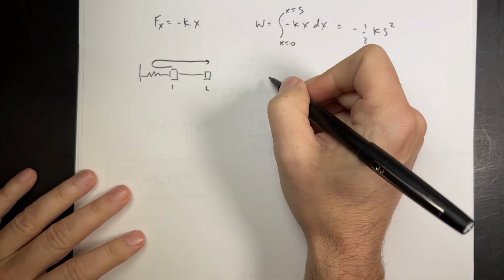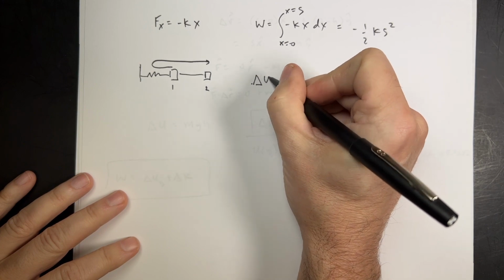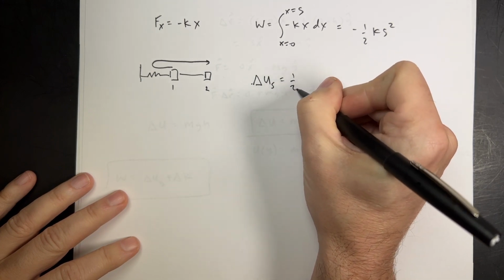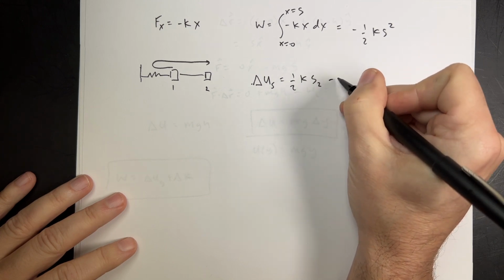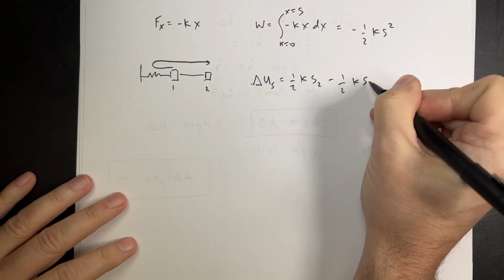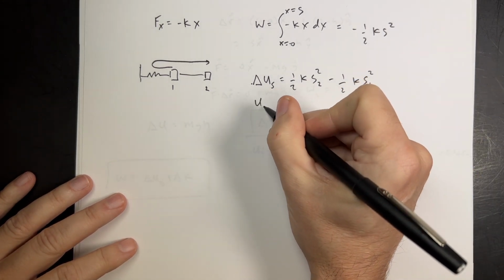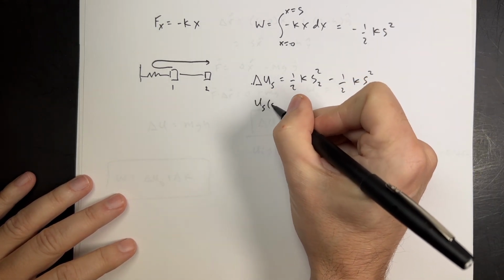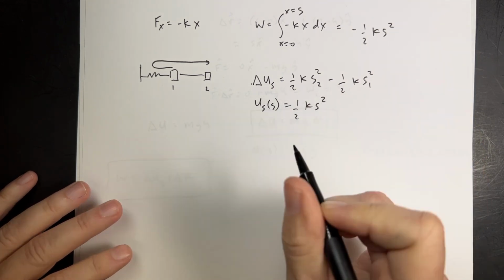And so if you have a spring in your system, then you can have a change in spring potential energy of 1/2 k s2 squared minus 1/2 k s1 squared. And in general, we say the potential energy as a function of s, the stretch or compression, is 1/2 k s squared.